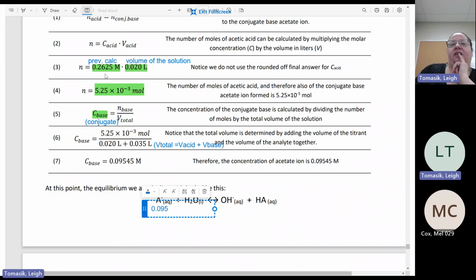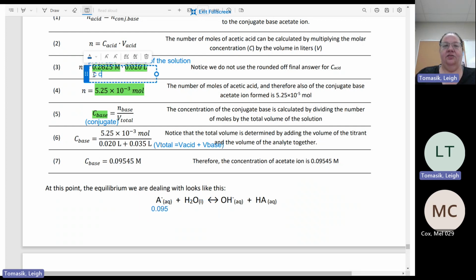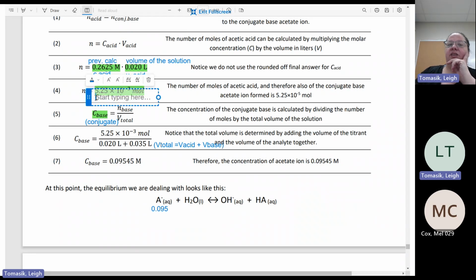We multiplied. In the first step, our goal was to find the concentration of the acid, C acid, right? So this 0.25 came from the previous calculation. This is the volume of the acid here that came from the question. And when you multiply concentration by volume, you get moles. So this is the moles of the conjugate base, so it's A minus, right?